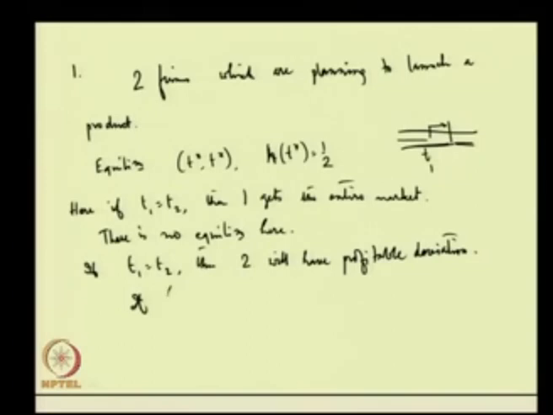If T1 is not equal to T2, that cannot be an equilibrium either. Then one of the firms will have a profitable deviation, because if T1 is greater than T2, firm 1 will choose a time just equal to T2 and get the entire market. So, that is the idea. So, there cannot be an equilibrium in this case.